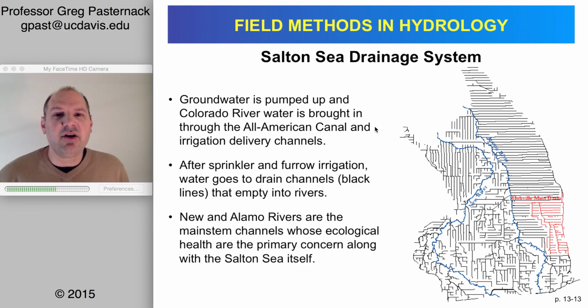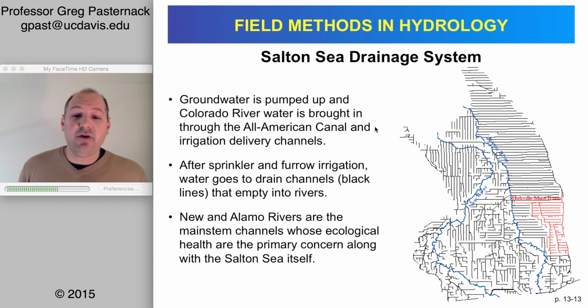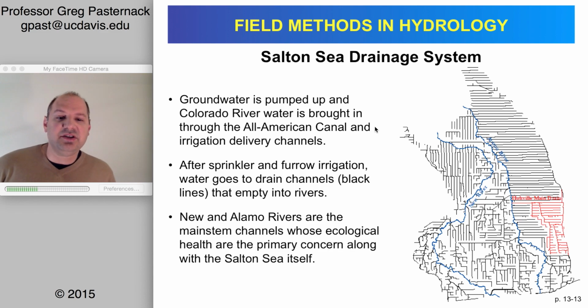Now, this is an area that would normally have very low flow in the rivers. So we have what I would call an irrigation-dominated watershed as opposed to a precipitation-dominated watershed. And the primary method of applying water is not particularly efficient. It involves sprinklers and furrows, and then that water drains to the main drains, which then empty into the rivers.